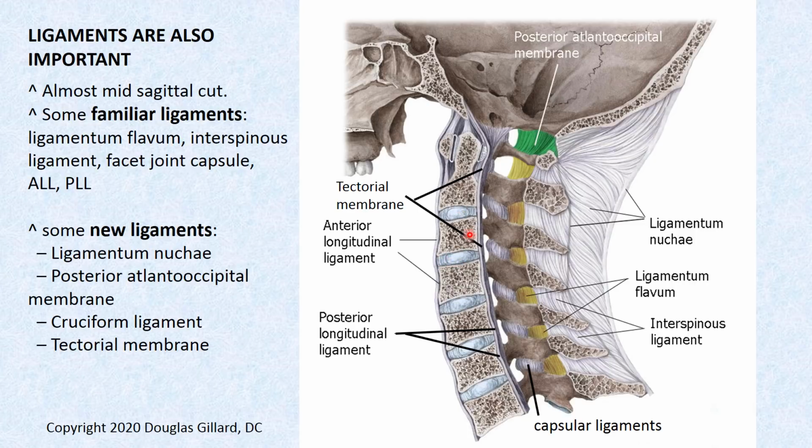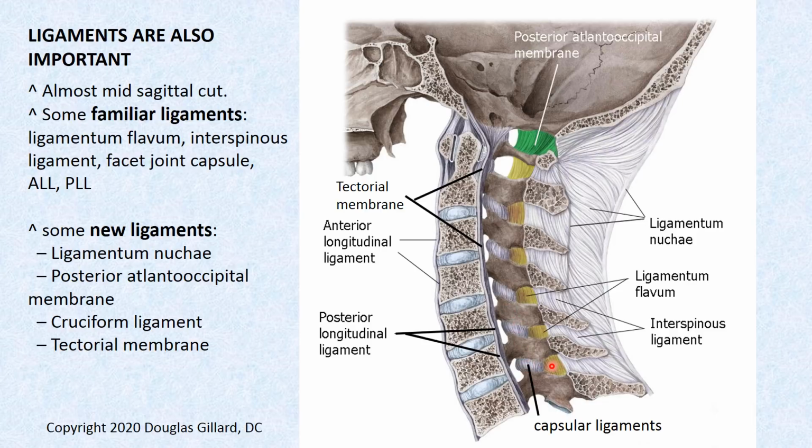When you get up higher in the cervical spine, once you get up to C2, the posterior longitudinal ligament changes names and becomes the tectorial membrane. We'll look at that a little more closely when we get into it. But these ligaments, anterior longitudinal ligament, posterior longitudinal ligament, go all the way down to the lumbar spine. If we go this way, everybody has these zygapophyseal joints, or facet joints. They all have a capsule around them, so that's called the capsular ligament.